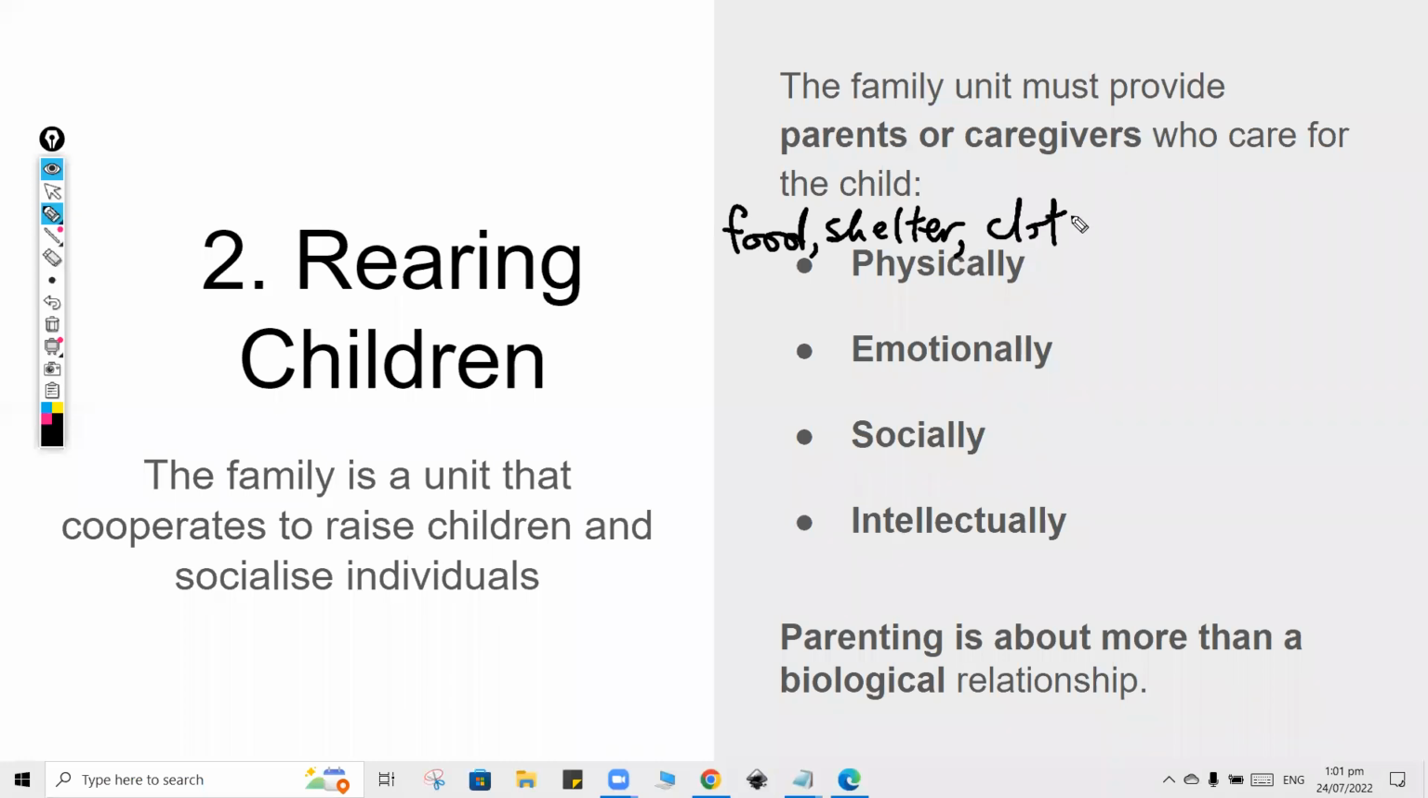So we might mean clothing. We might mean that the family is responsible for keeping children clean, and groomed. I'm trying to take it beyond the basic food, shelter, clothing that we always do. Think about all the physical needs of the body. Perhaps it might mean keeping them healthy.